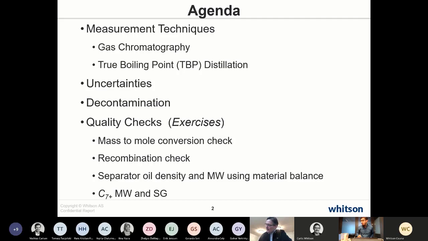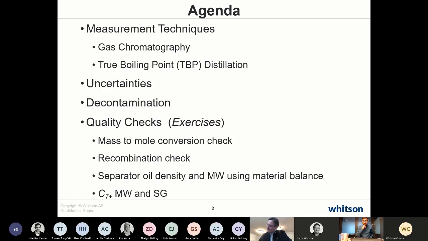So we will be talking about the measurement techniques of the composition. So we have two basic ones here: gas chromatography, and we also have true boiling point distillation. You will also see what could be the difference if you have the same sample composition measured from gas chromatography and true boiling point distillation. We will talk about uncertainties quite a bit here in the compositions, because that's something not most people are aware of.